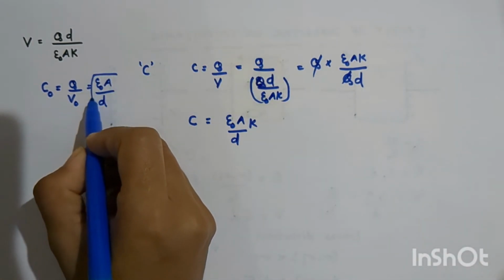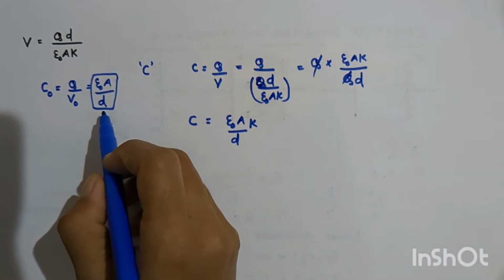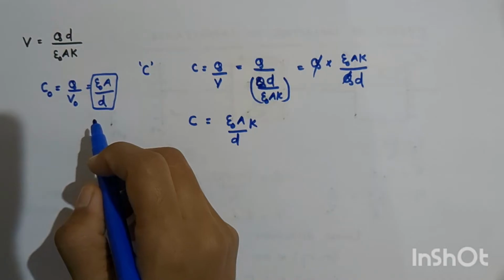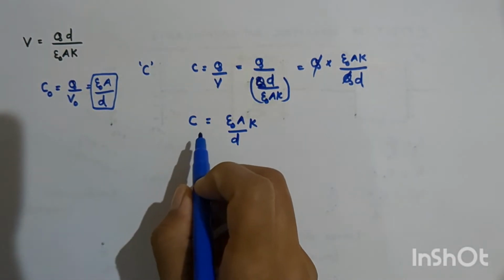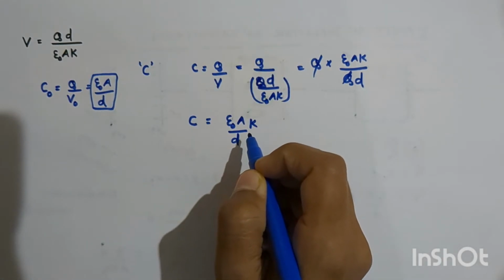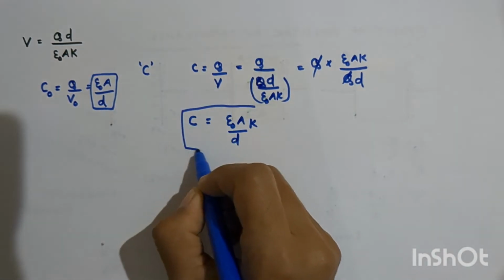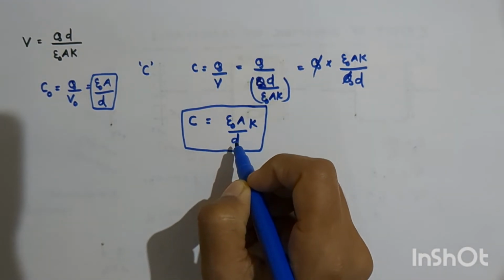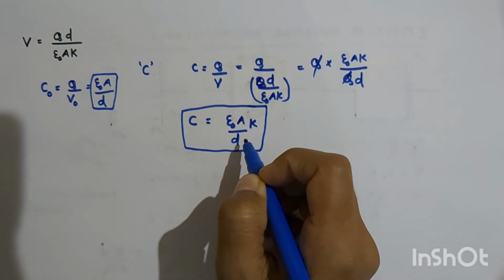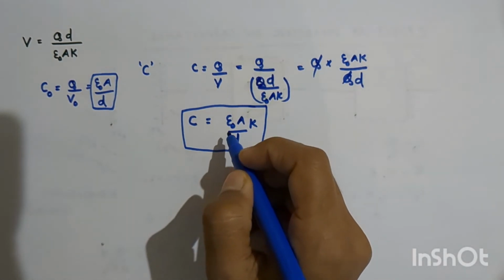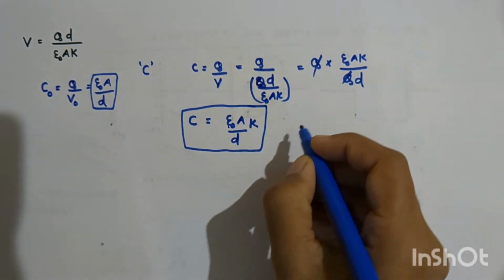You see epsilon 0 A by D was the capacitance of the parallel plate capacitor when there was vacuum in between the two plates of the capacitor, or when there was no dielectric present in between them. But when there is a dielectric of dielectric constant K present in between the two plates, its capacitance changes. The new capacitance is epsilon 0 A by D into K, where epsilon 0 is the permittivity of free space.